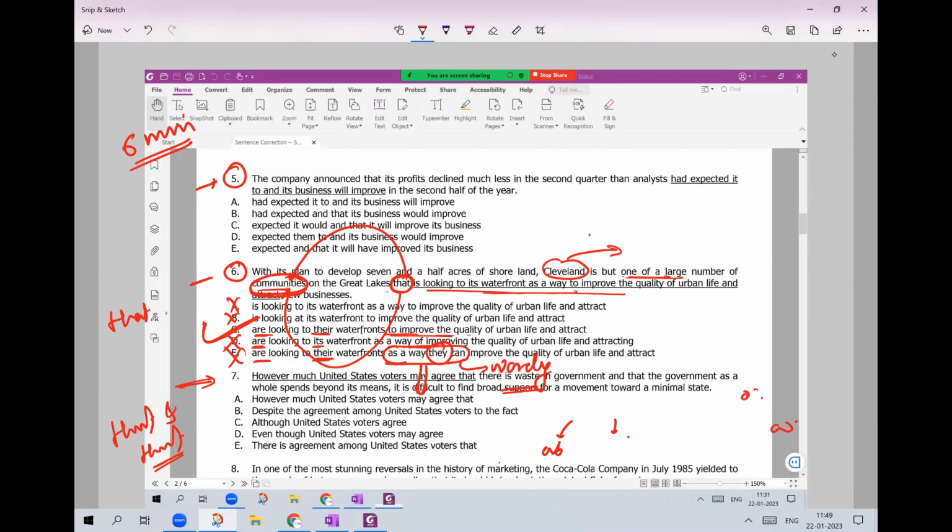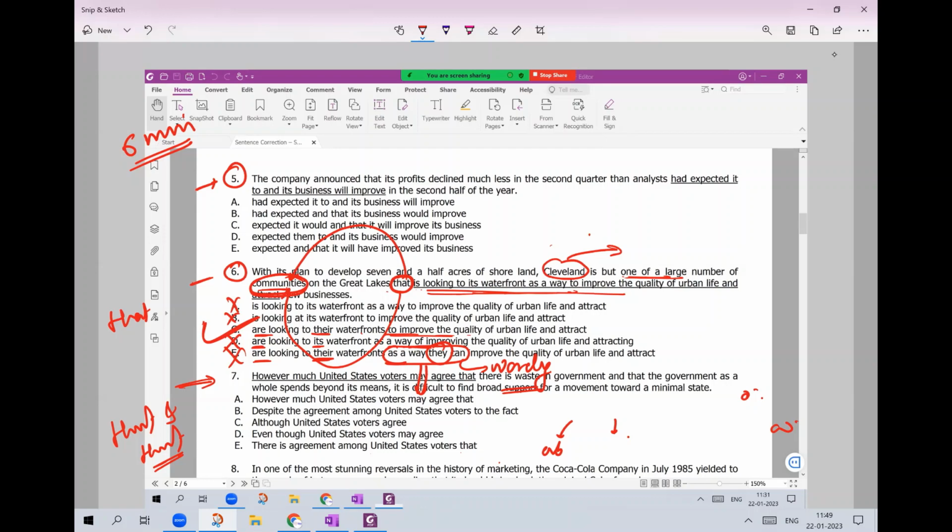I understood that. So you have to understand what the clause that follows is. It says that is looking into the waterfront. So someone will be looking into the waterfront for sure. Agreed? What you are trying to say, I understand. You are trying to say some communities, but some communities is but one of the large number of communities, and that would make no sense at all, Naren. The entire framing of the sentence will be different.